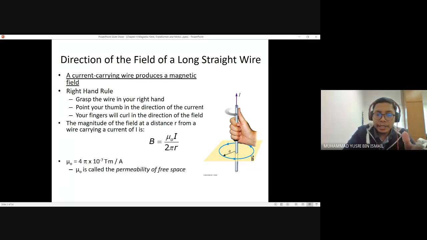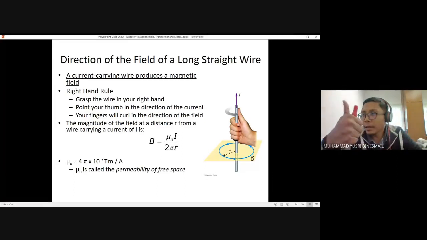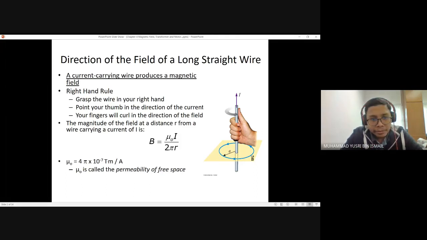In circular motion. Kalau semua boleh nampak circular motion, and then your thumb will be the current. And then you can calculate the magnetic field B using this formula: B is equal to mu naught multiplied by current I divided by 2 pi R.